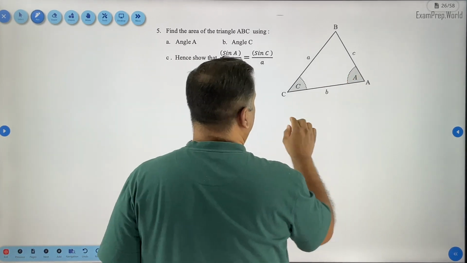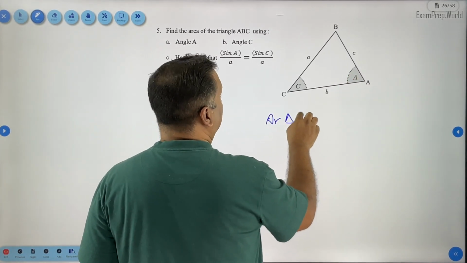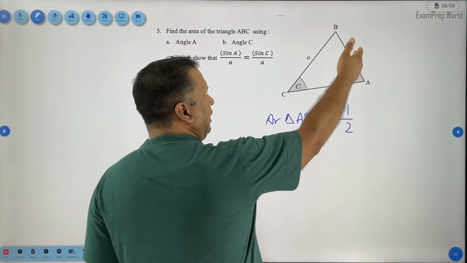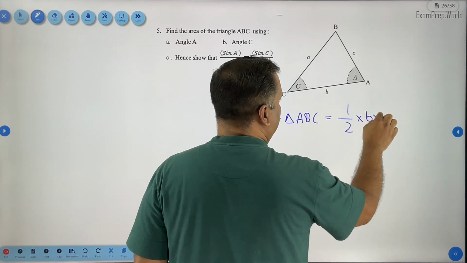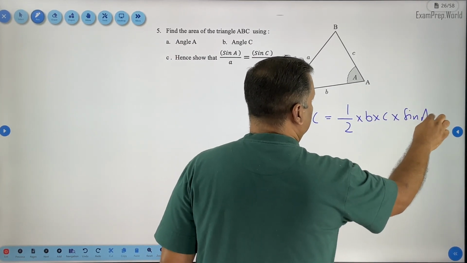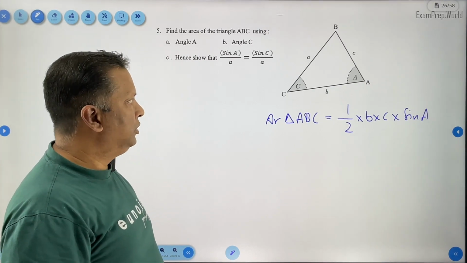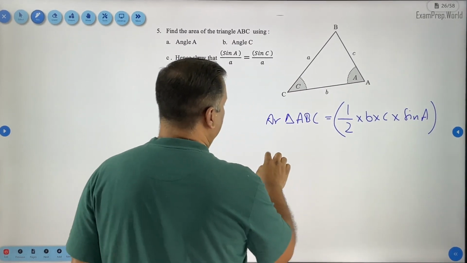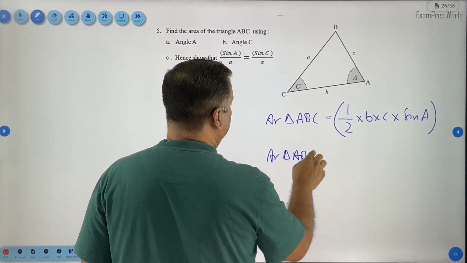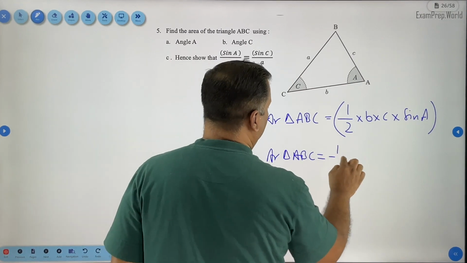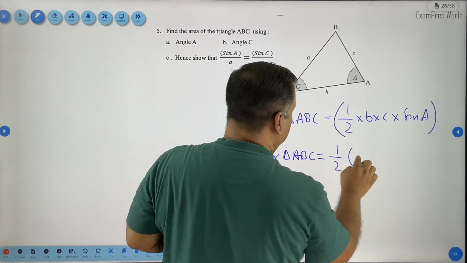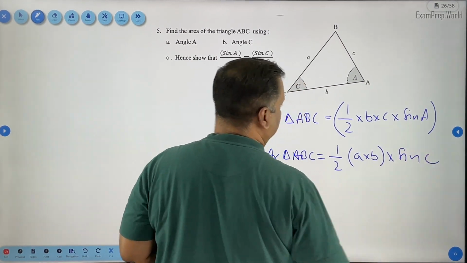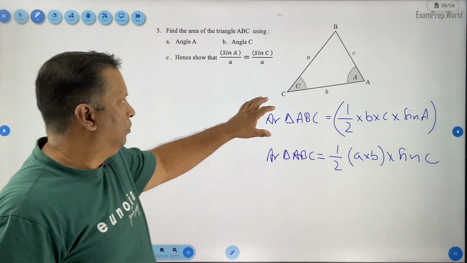Now this is angle A. So area triangle ABC using angle A is half. If I have to use A, I will have to use C and B. So B into C into sine A. Okay. B into C into sine A. And this is our expression. And now area triangle ABC, I have to use which angle? C. So I will use two sides, A and B. A times B times sine C. Correct?